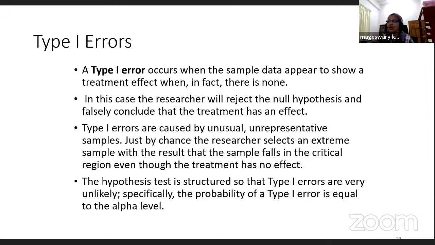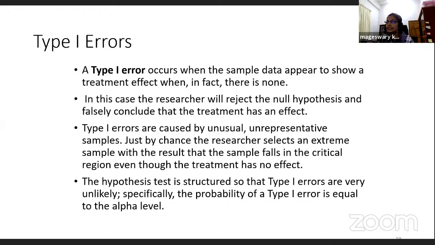Maybe the history, or the students are already getting the information from media, and so on. So you reject the hypothesis, but what you did is wrong. That is called type 1 error. So type 1 error can be controlled if you can control the threat to the internal validity. Now you refer back to the last week's class. What is the threat to the internal validity?